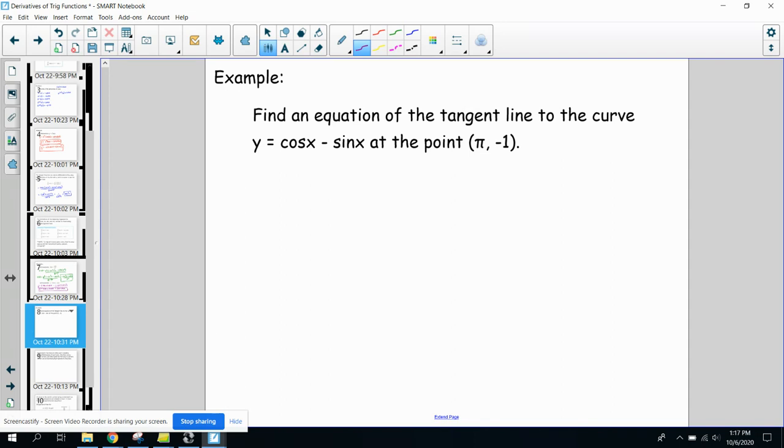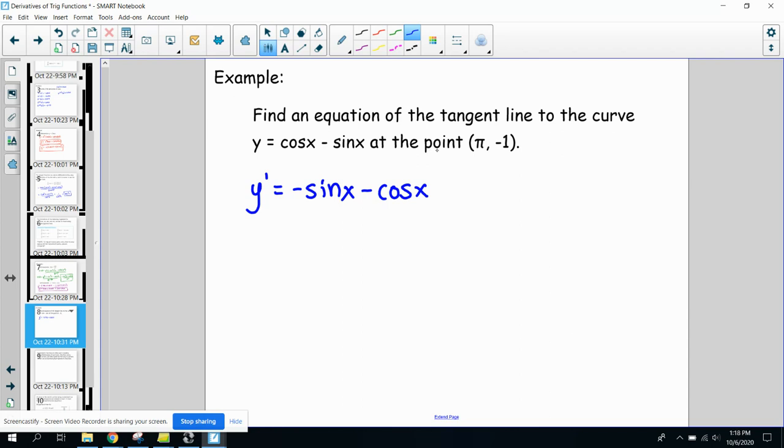Okay, now we want to find an equation of the tangent line to the curve y equals cosine x minus sine x, at the point pi, negative 1. So remember, when you're finding the equation of the tangent line, the first thing you want to do is find the derivative, so that we can find the slope. So y prime equals, derivative of cosine is negative sine x, and then minus the derivative of sine, which is cosine, so minus cosine x. All right, that's my derivative.